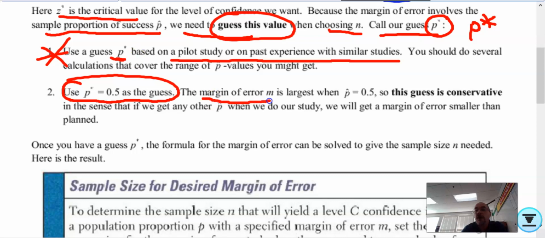The margin of error is largest when that is 0.5. So we're going to get a very conservative sample size. It's probably bigger than what we actually need. We're just going to go ahead and use the 0.5 because that's going to give us our biggest sample size that we need for that margin of error.